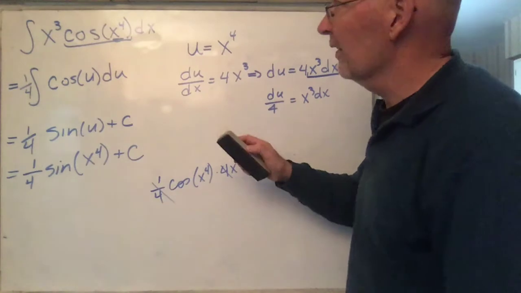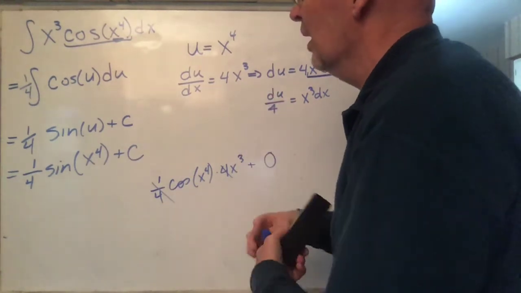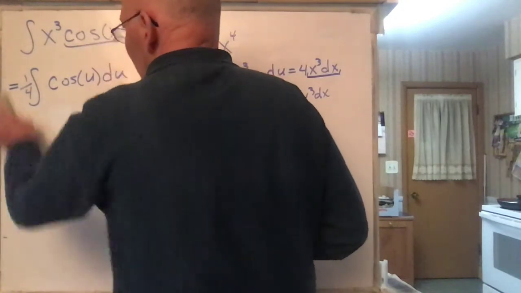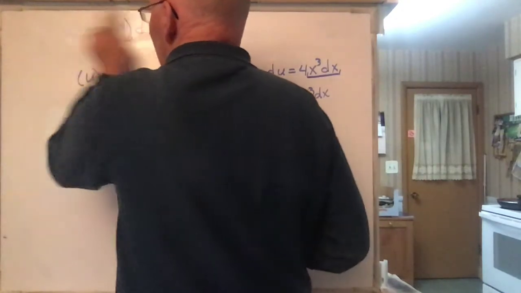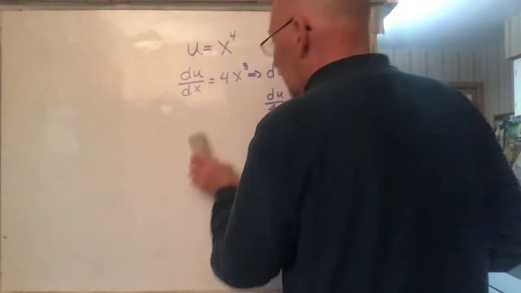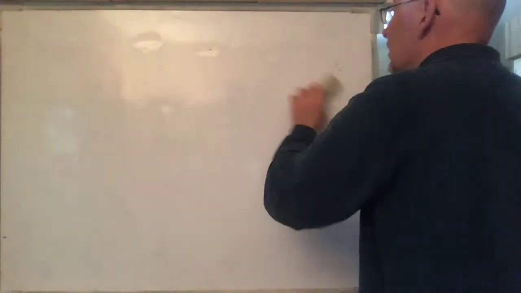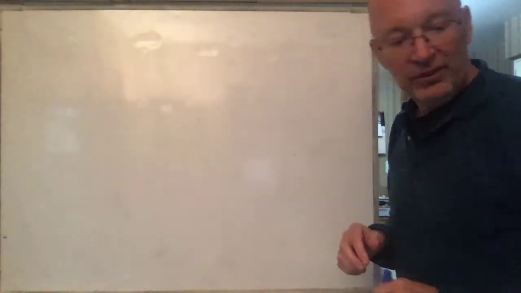Okay, so that's the idea. That's called the method of substitution. It's a little bit more challenging than taking the derivative of things, because you have to pick and choose what you think the substitution might be. And of course, it doesn't always work either. So it's one of many methods that are available for trying to find antiderivatives.